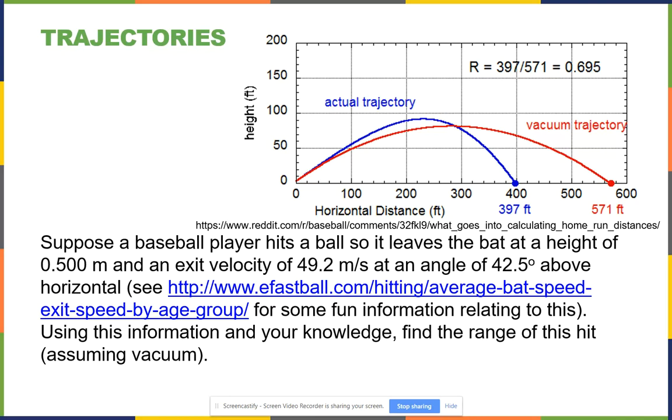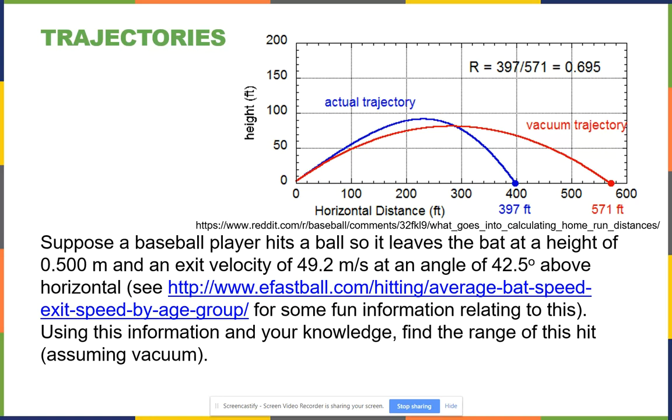If the car was going 10 miles per hour, it wouldn't make much difference. But you see, it makes a big difference here with the baseball. A hit that clears the fence, if the fence had zero height, at 397 feet in real life would have cleared at 571 feet back in a vacuum. Air makes a big difference.